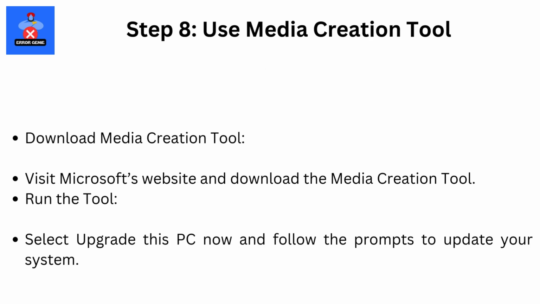Step 8. Use Media Creation Tool. Download Media Creation Tool. Visit Microsoft's website and download the Media Creation Tool. Run the tool, select Upgrade this PC now, and follow the prompts to update your system.